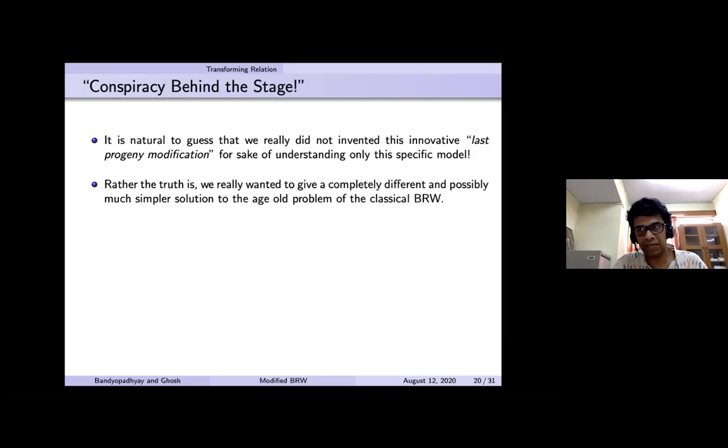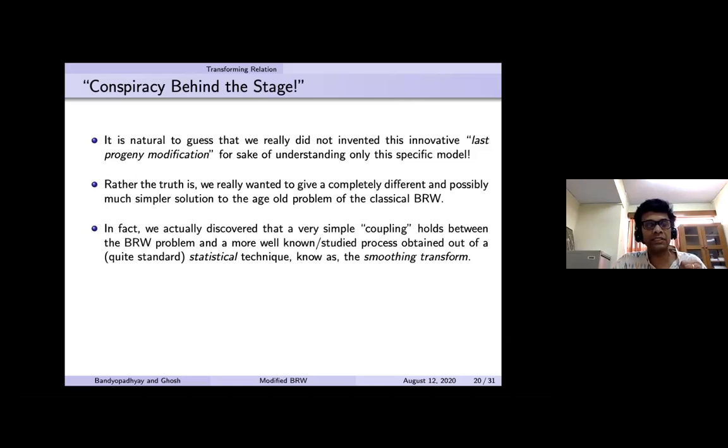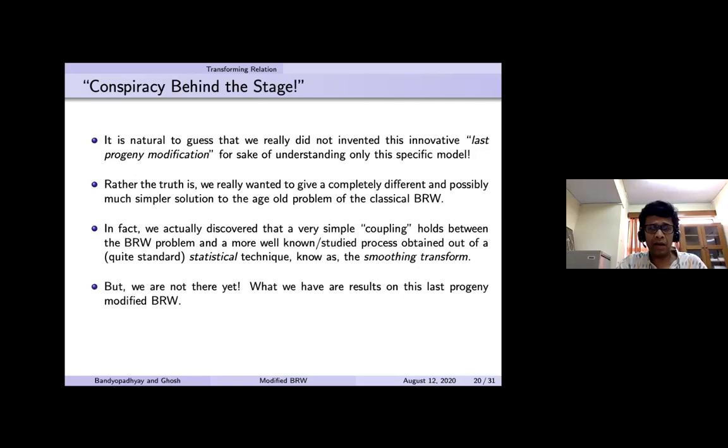And in the next few slides, I'm going to reveal to you the conspiracy, which in the right terminology is a coupling between the branching random walk problem and a very well-studied process in statistics, which I'll describe in the next few slides, called a smoothing transformation. But as Anishda already asked, we are not there yet. So far we have concrete results only for this last progeny modified walk, but hopefully we will be there soon. And this conspiracy is really by a few operators.